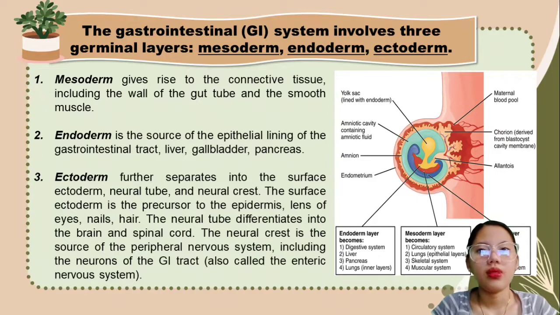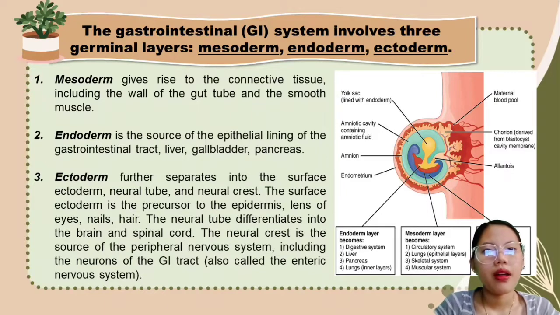And then the second one is the endoderm. It is the source of the epithelial lining of the gastrointestinal tract, liver, gallbladder, and pancreas. So the endoderm layer becomes the digestive system, liver, pancreas, lungs, the inner layer. And the last one, we have the ectoderm.